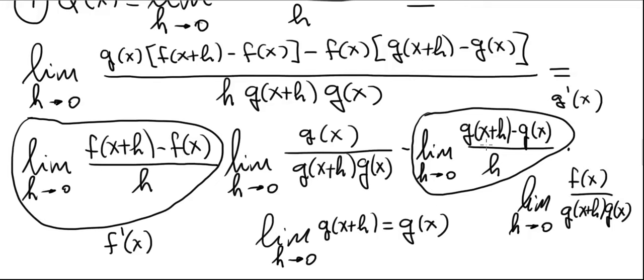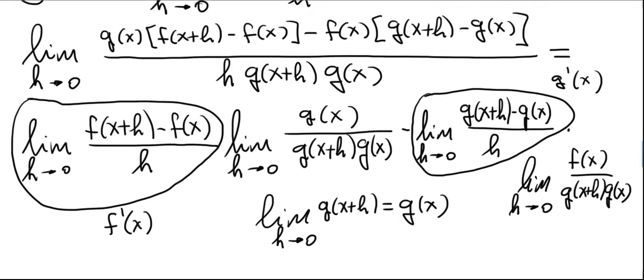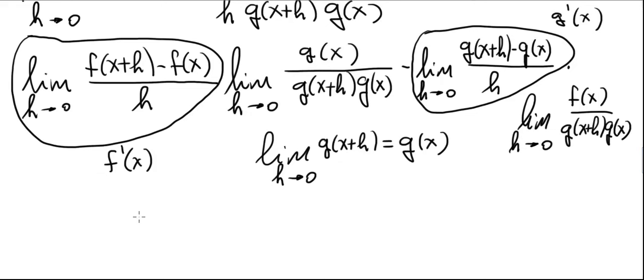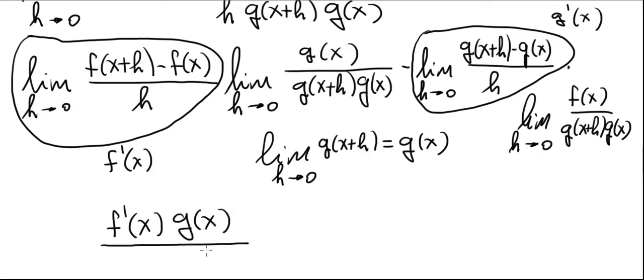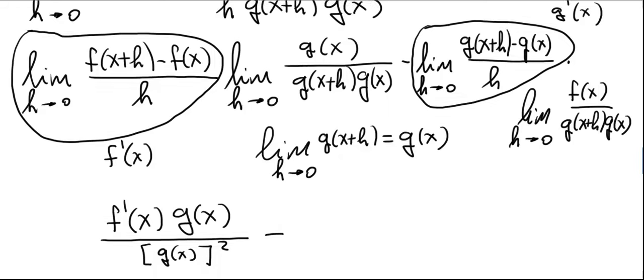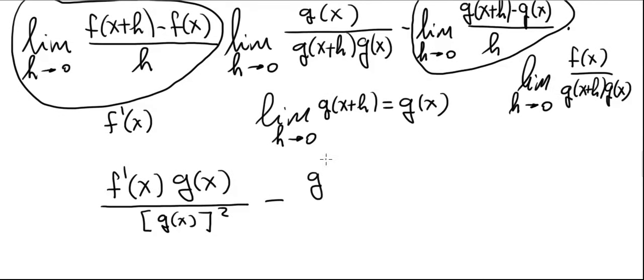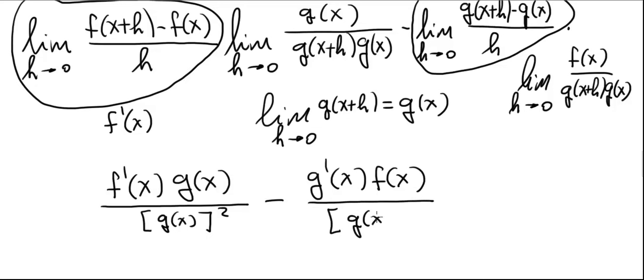So we can now derive the quotient rule of differentiation. So the first two limits become the following. We have f prime of x times g of x, and then the denominator is g times g, so that's g of x squared, minus, and the second two limits, the ones we're subtracting, we have g prime of x times f of x, and in the denominator we also have g of x squared. So now the denominator is the same.